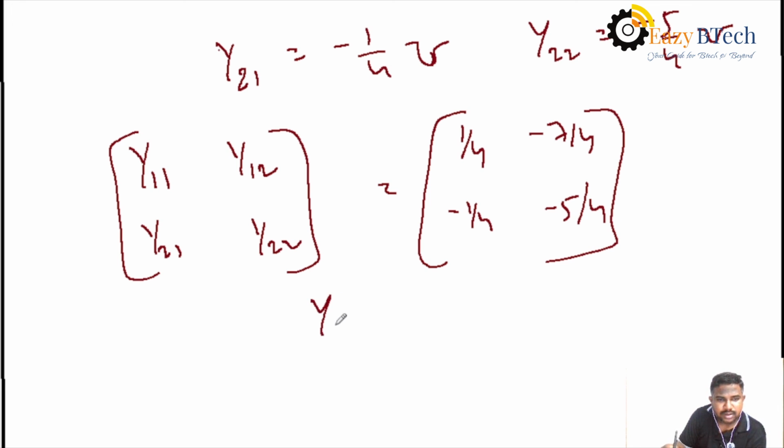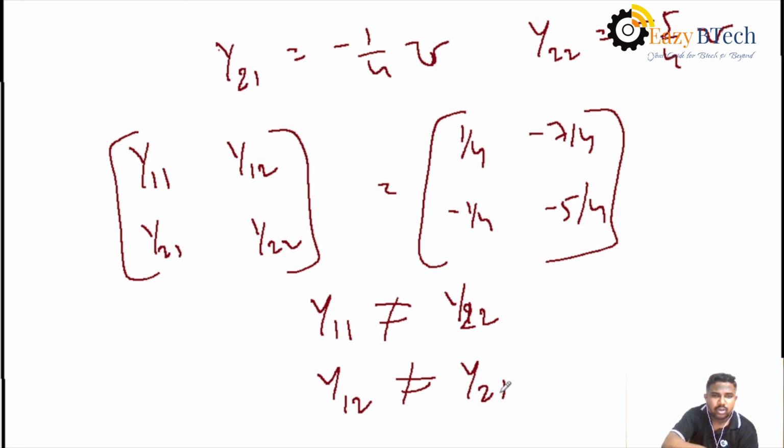Observe the Y matrix here. Y11 is not equal to Y22, as well as Y12 is not equal to Y21. What I mean is that the given network is not symmetrical, and the given network is not reciprocal. From the given network, we have to find the Z parameters as well as the Y parameters. Then you can write the standard equations, compare them with the calculated equations, and find the required Z parameters as well as the required Y parameters.